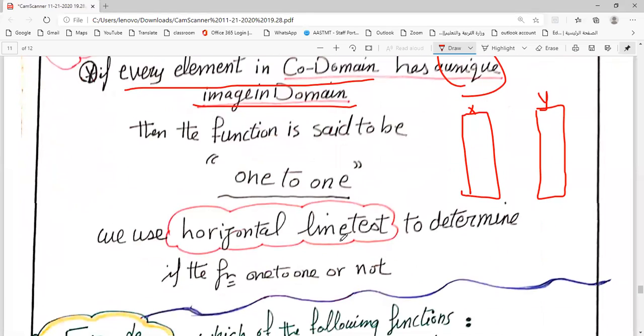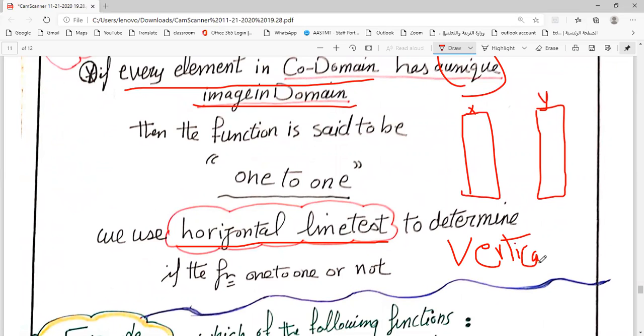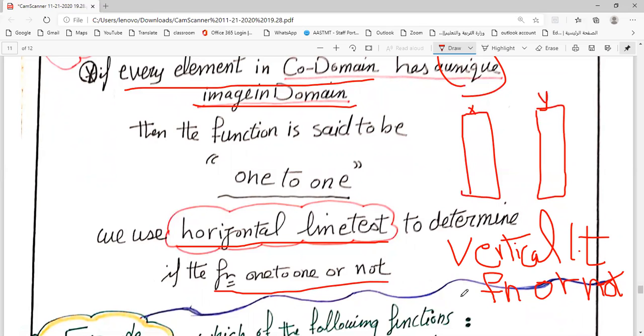Okay, how to know if the function is one-to-one from the graph? We use the horizontal line test. We take the vertical line test. What do we use it for? The vertical line test, we use it to know if the relation is a function or not, right? But the horizontal line test, we use it to determine if the function is one-to-one or not.